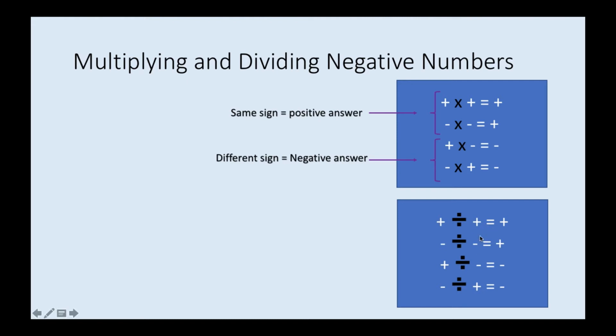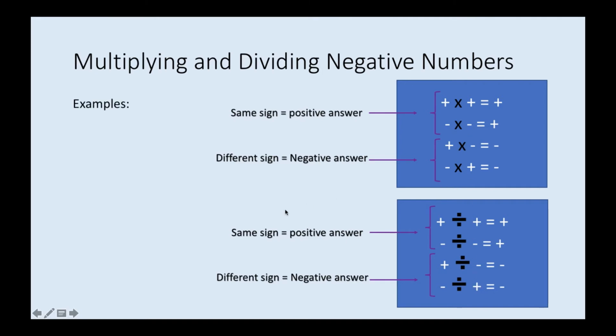Now the same works for division as well. If they're the same sign, you get a positive answer, and if they're a different sign, you get a negative answer. By the same, I mean this is the same as this. This is the same as this. This is different to this, and this is different to this. Okay, works the same. So let's look at some examples.